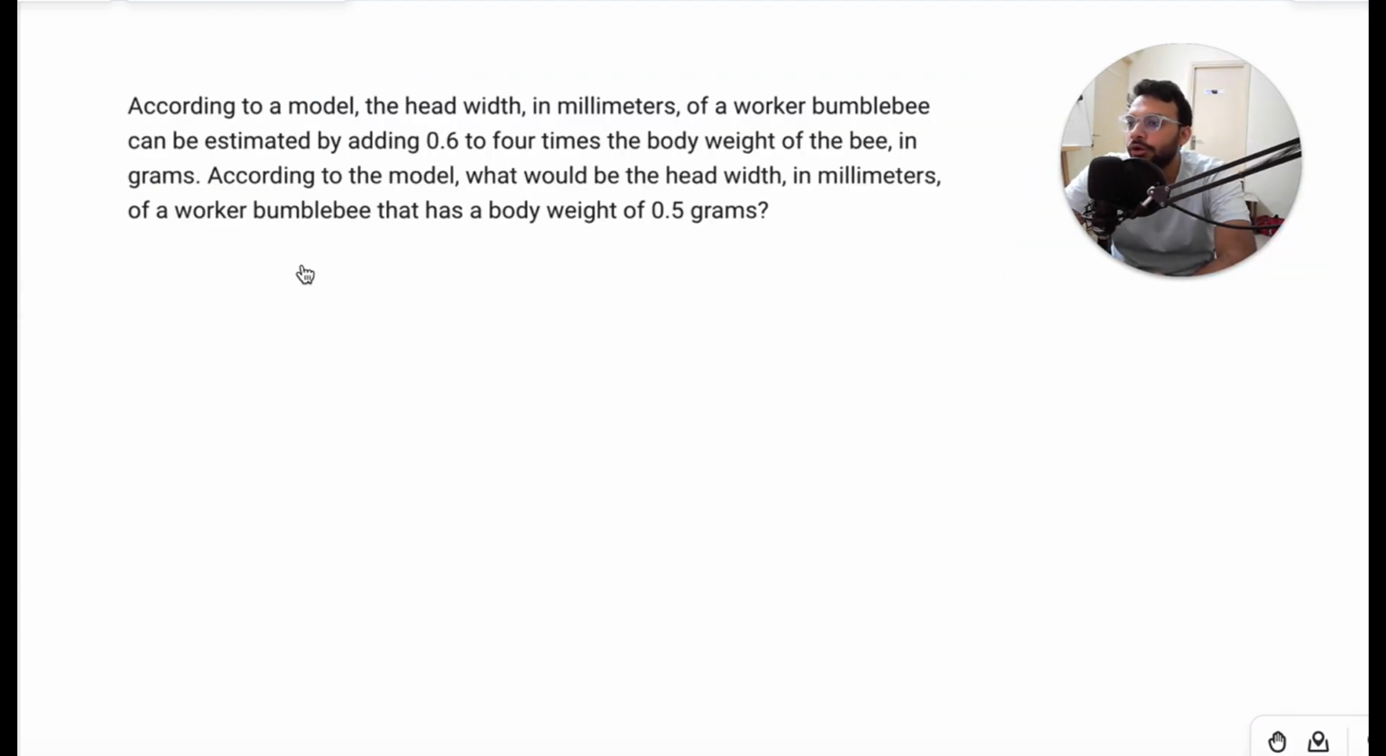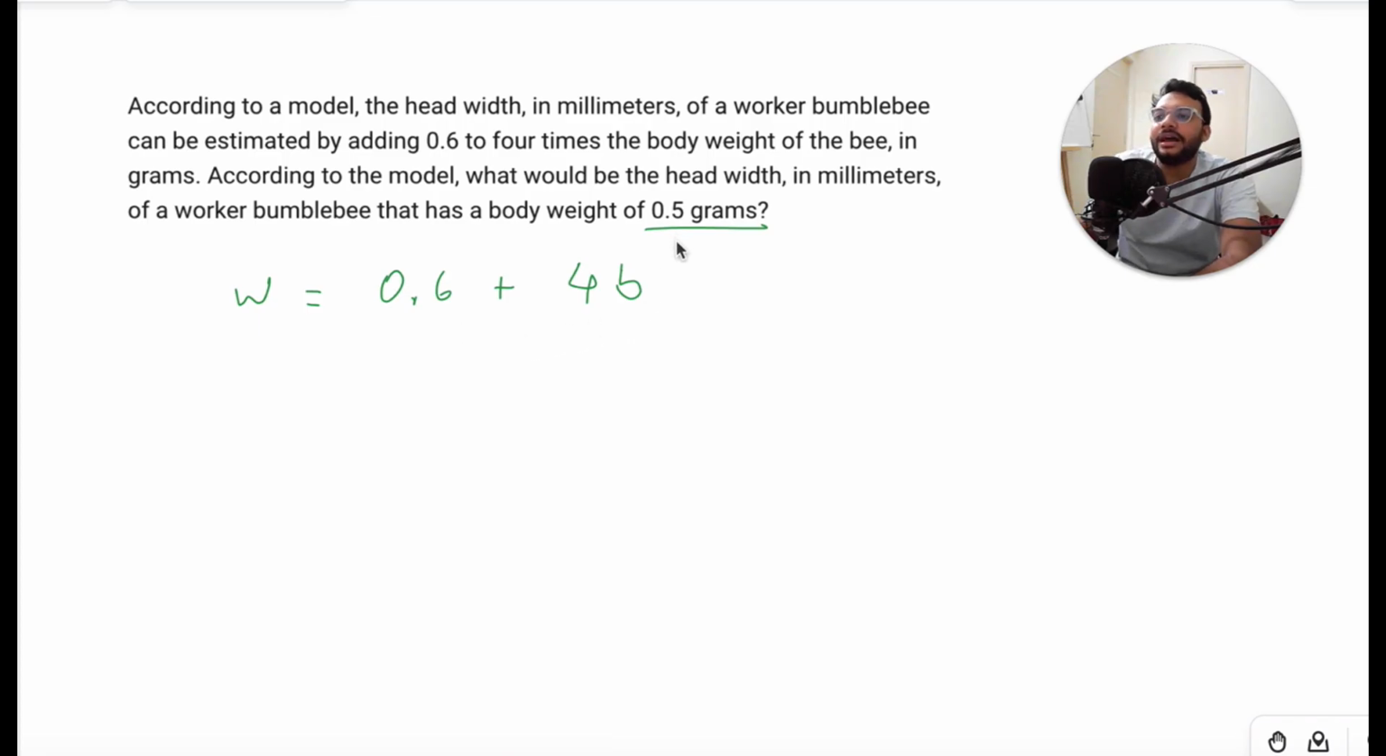First question. According to a model, the head width in millimeters of a worker bumblebee can be estimated by adding 0.6 to 4 times the body weight of the bee in grams. According to the model, what would be the head width in millimeters of a worker bumblebee that has a body weight of 0.5 grams? Okay, so they've modeled the head width according to the body weight of the bee as, we can say head width we can represent with W, that is 0.6 plus 4 times the body weight. Let's say the body weight is B. So width is equal to 0.6 plus 4 times B.